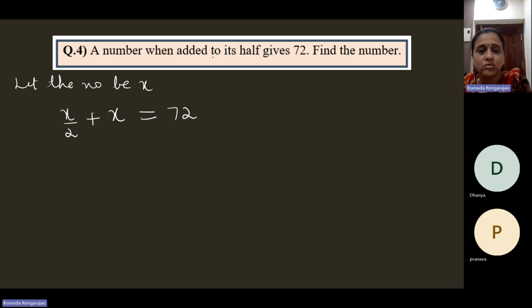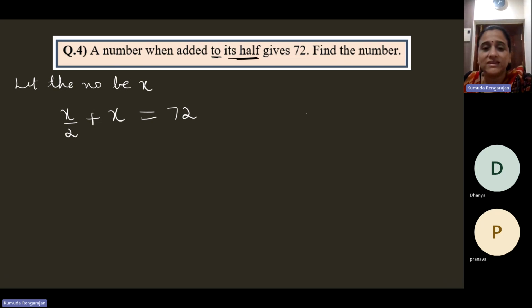What is after 2? After 2, it's half. That you should write first. A number is added to something, right? That something should be written first. A number is x. That's added to something. What is that something? X by 2. Write that first. Right? X by 2.